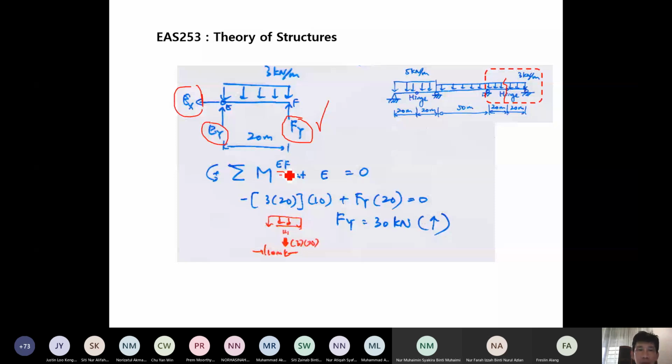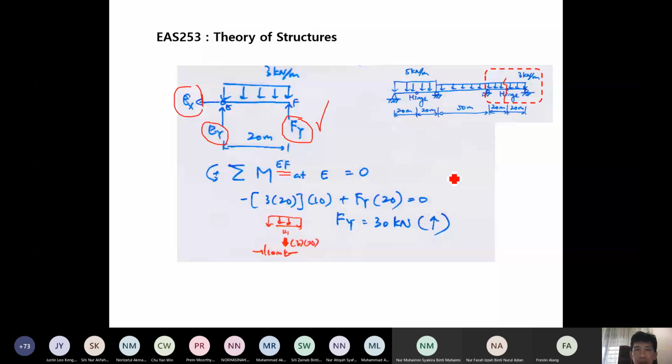So we write down the moment equilibrium equations. This is due to this distributed load. This is causing clockwise moment at E. So it becomes negative because I consider counterclockwise as positive. Then Fy is causing counterclockwise moment at E. So Fy multiplied with 20 gives us the moment caused by this at point E. So we solve for this, then you get Fy equal to 30, positive going up. So Ay and Fy are solved by using the free body diagram that we cut at the hinge.